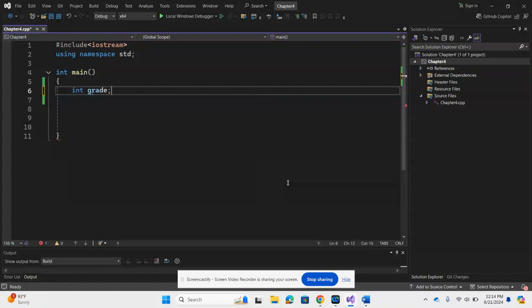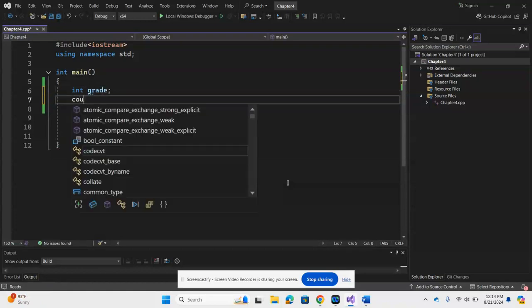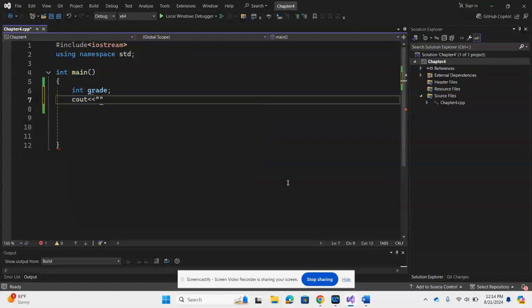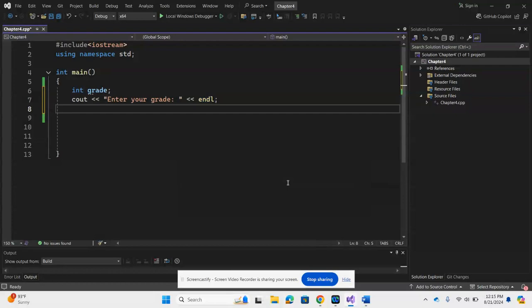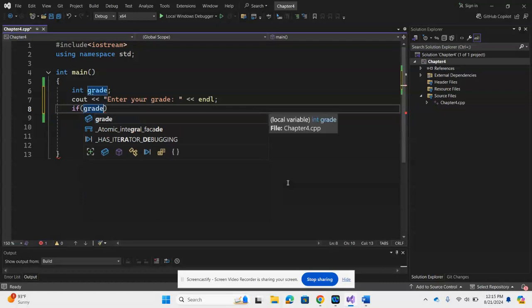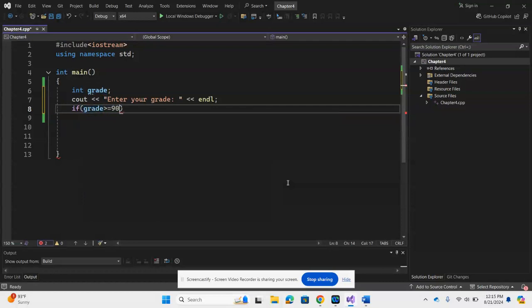So going back to the grade example, I'm going to put here cin, enter your grade. And then I'm going to put if the grade, but here I'm not going to put else if, I'm going to put if it is higher or equal than 90. And this is how you put and, that's two ampersands. How do you type this symbol? You use Control and number 7 at the same time.